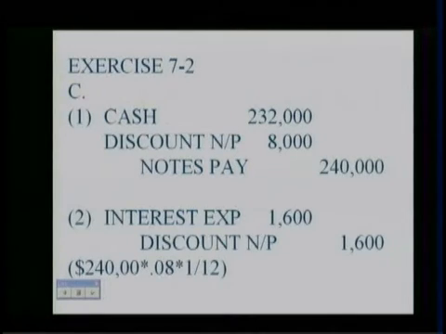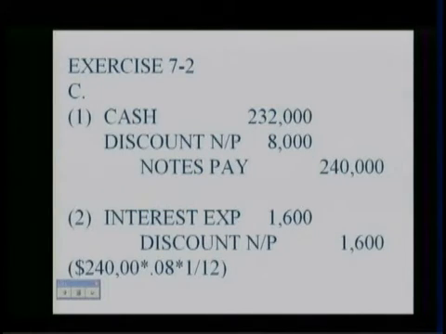Finally, in Part C, they ask you to use the horizontal method to show the writing of the note, the receipt of the cash proceeds, and recording interest, and then repaying the note. To do that, to actually show the signing of the note, you're going to receive cash of $232,000. Cash is an increase, so you would debit cash to show that increase. You're signing a note for $240,000, so you're going to credit notes payable, increasing your liability $240,000. Remember, you had a discount, so the discount is going to be a debit of $8,000.